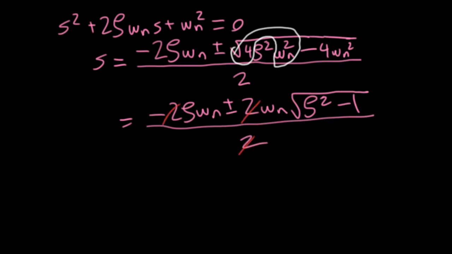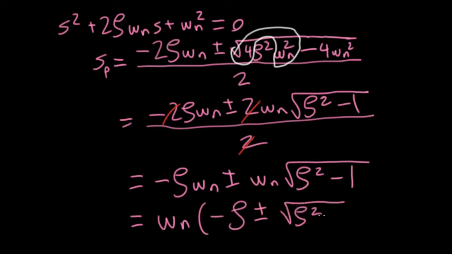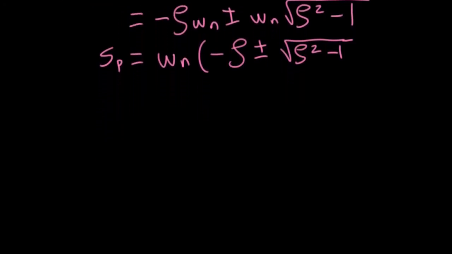The 2's happily cancel. And then I'm left with minus zeta omega n plus minus omega n square root of zeta squared minus 1. Let's add a subscript p to remind ourselves that these are the poles. And if you want, you could factor out the omega n here and write it like omega n times, in parentheses, minus zeta plus minus square root of zeta squared minus 1. So that's where the poles are located.